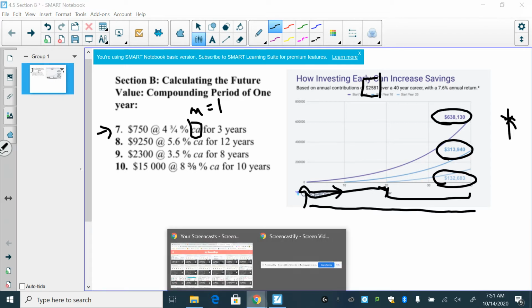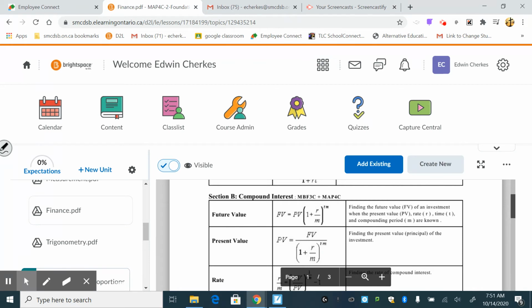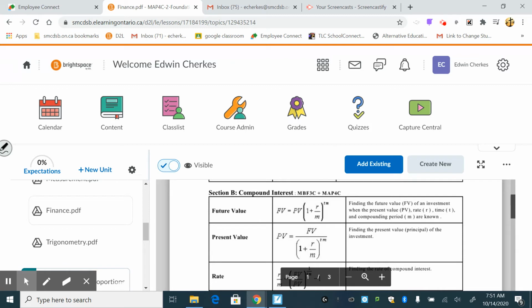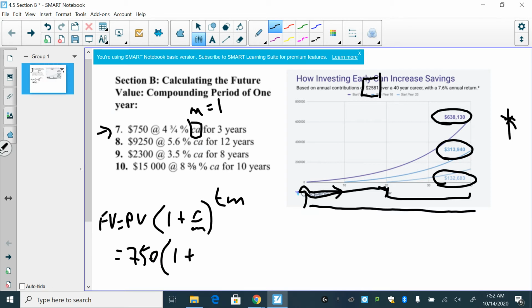Okay, so let's look at our formula again. Our formula for future value is right here. You've got future value, PV, 1 plus R over M, all to the exponent of T times M. So let's just copy that out. FV equals PV times (1 plus R over M) to the exponent of TM. Your present value, you put in 750 bucks. And then you've got your R, which is 4.75%.